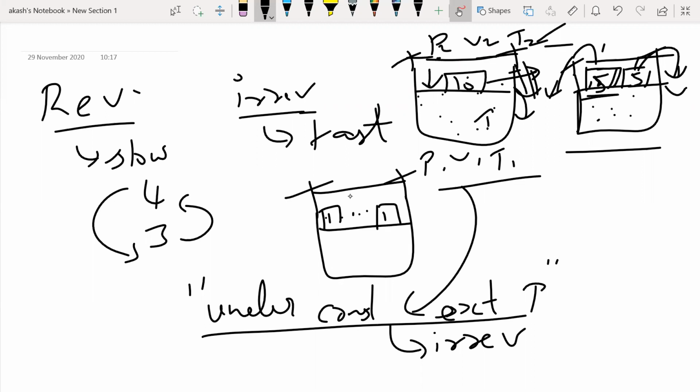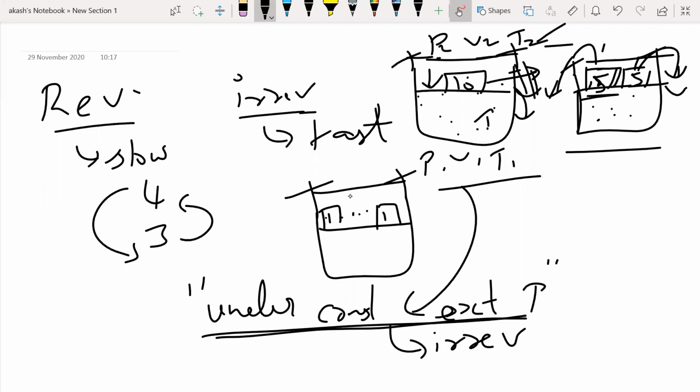So whenever you see this phrase, under constant external pressure, that actually tells you that it is going to be an irreversible process. And if they don't specify anything, by default it's going to be an irreversible process, okay? But if it is going to be a reversible process, they will specify in the question, they will specify by words, so you don't have to worry much about it.